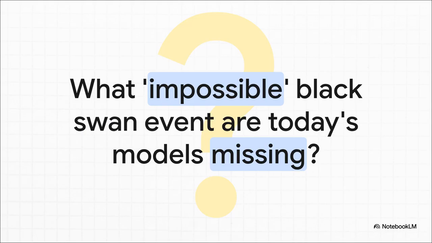So we know that today's models work pretty well, 99% of the time, when things are normal. But we also know they fail during times of crisis because they just can't account for those fat tails. And that leaves us with a really big, kind of scary final thought. What impossible event, what new black swan are today's models completely blind to right now?